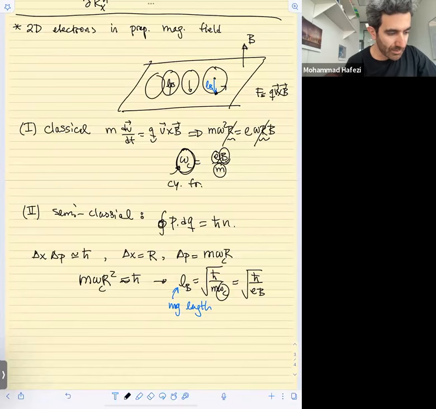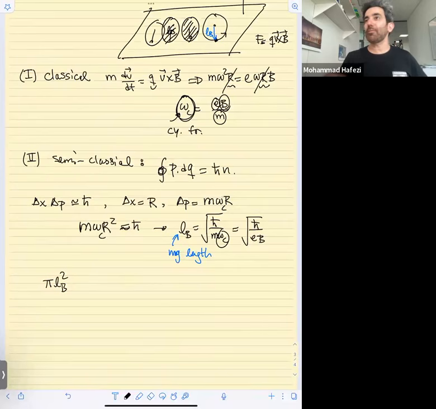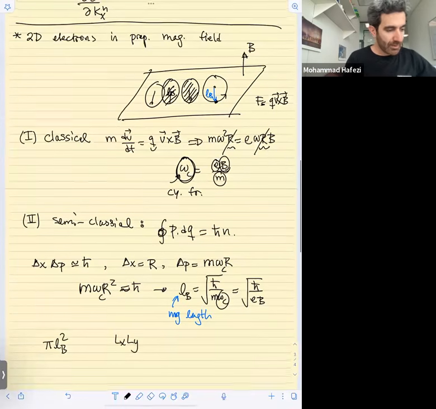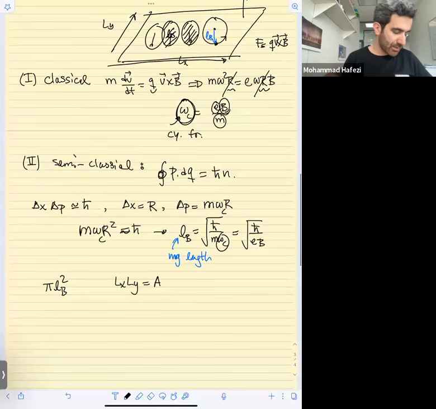So this is LB, LB, LB, LB. So the area of each of them is pi LB squared. I'm not keeping track of 2's, etc., so we will be off by these values. So if my system, let's say my system is Lx times Ly, Ly being in this direction, Lx being in this direction, if the total system size is this, then how many orbitals can I pack in the system? It would be A divided by pi LB squared.